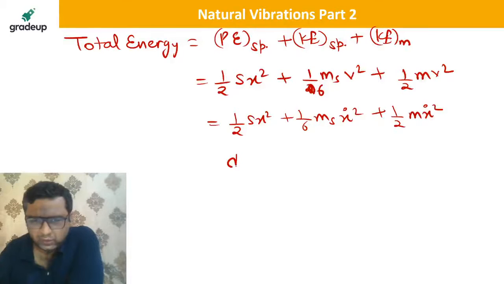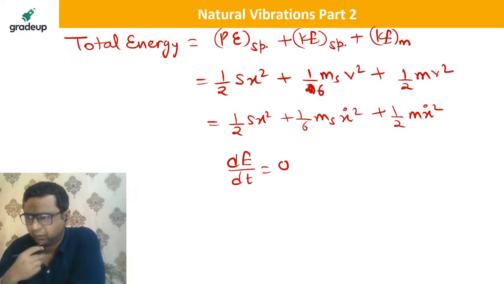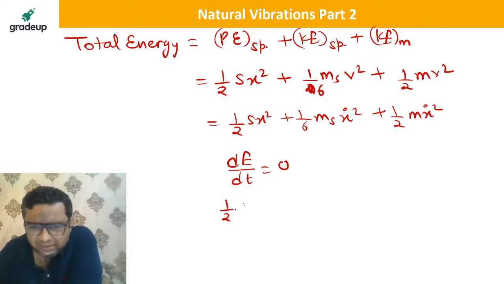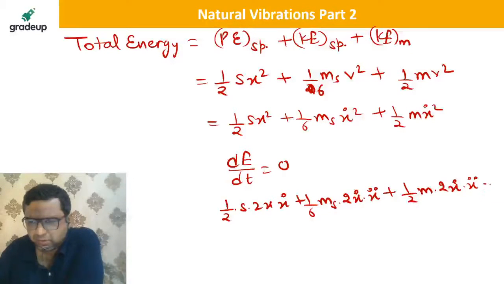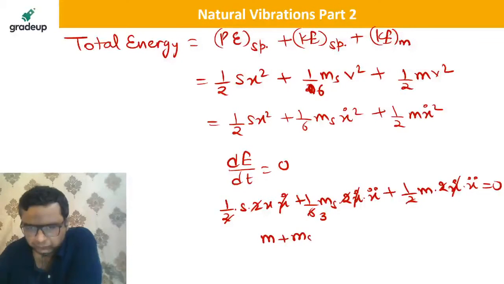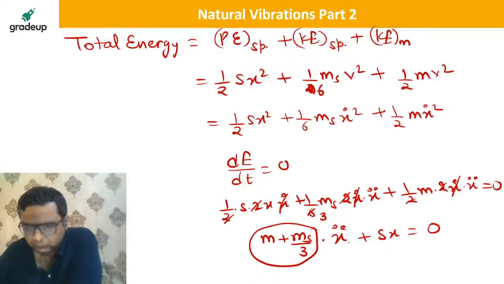So this is total energy, and you know dE by dt is 0. Energy of a system is constant. So we are going to use energy conservation of system, not of universe. So you'll be having half into s into 2x into x dot plus half into m into 2x dot into x double dot, equals 0. You know that x dot is common everywhere. 2 will cancel out 2, 2 will cancel out 6, and 2 will cancel out 2. You will be getting m plus ms by 3 x double dot plus sx is equals to 0.